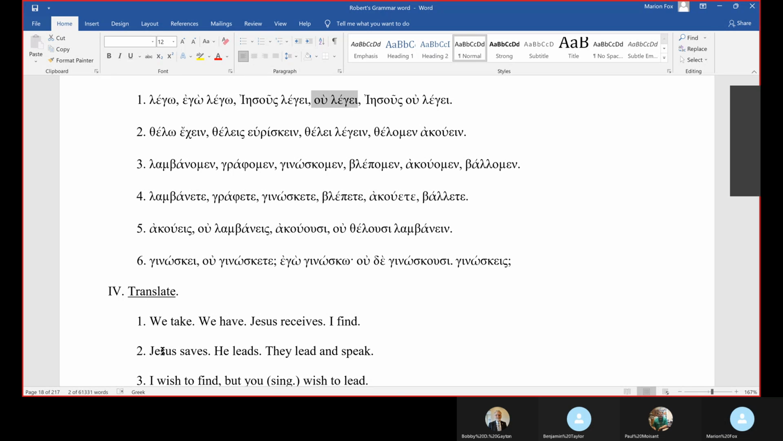Lege, not "he says", it's third person singular: not he says, not she says, not it says, probably he or she, depending on context. He does not say. We can say that there. We can make it emphatic there, depending on how you translate it. He does not say, right? Or she does not say.